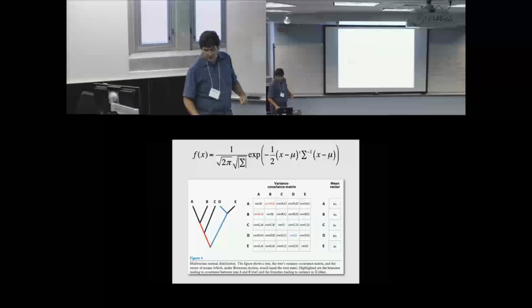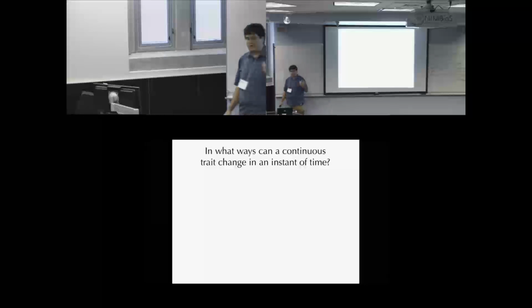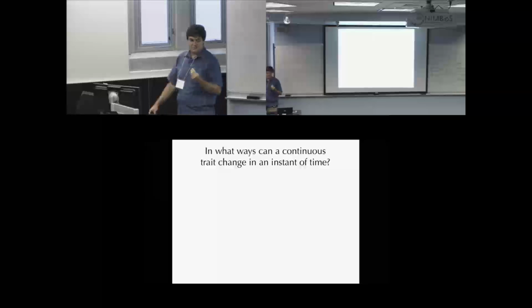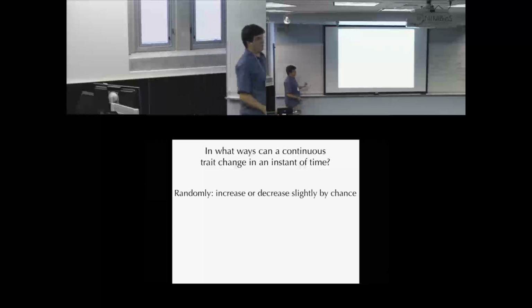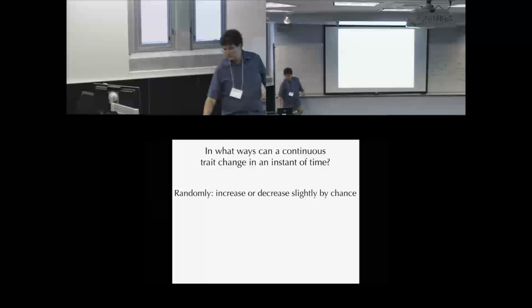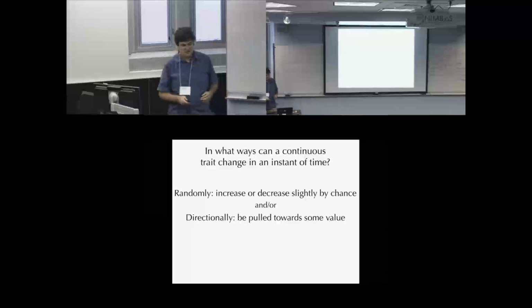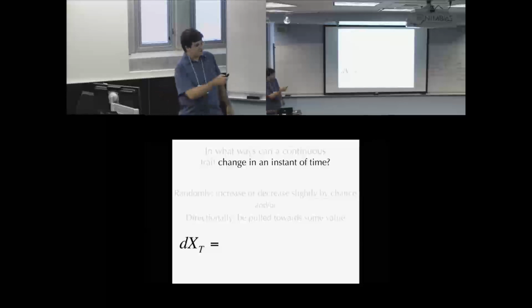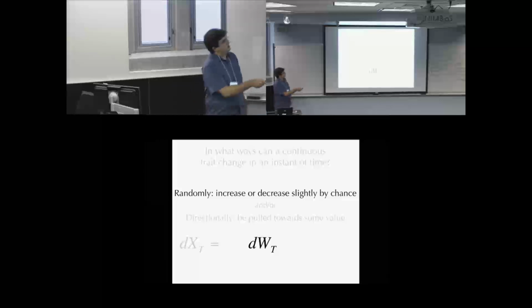Trying to think about a general model, try thinking about in what ways can a continuous character change in an instant of time? It could change randomly, increase or decrease slightly by chance, or it could go directionally and be pulled towards some value. To put that into math speak, the change in an instant of time, dx_t, which Marguerite and other people have been showing you, can increase or decrease slightly due to chance.